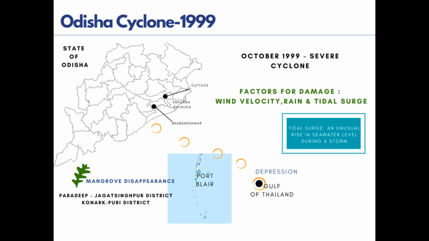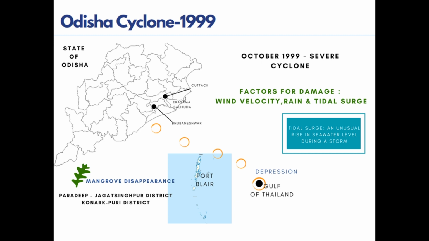A massive cyclone occurred in the state of Odisha in the year 1999. Odisha is located on the eastern sea coast of India, and the state is more prone to cyclones that originate from the Bay of Bengal. In 1999, two major cyclones hit the state back to back, and it collapsed the state to a very large extent. The damage was extensive due to three major factors. One is wind velocity, the other one is rainfall, and the third one is tidal surge.